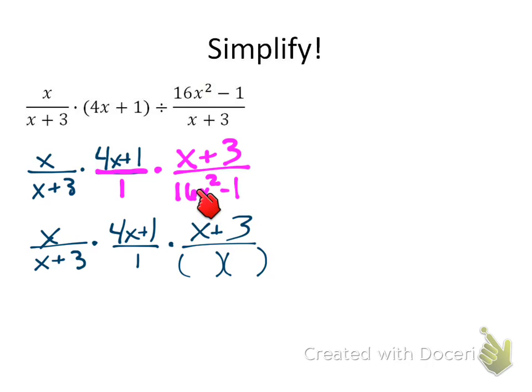16x squared minus 1 turns into: I take the square root of 16x squared, and I get a 4 and an x, so I write 4x as the first term. And then I'll have plus 1 and minus 1 in the back. Now I'm ready to cancel. I see what's the same on top and on bottom. I have to realize this 4x plus 1 is being multiplied on both sides. This x in the numerator is being multiplied on both sides. x plus 3 in the denominator is being multiplied. x plus 3 in that last numerator is also being multiplied. So I'm going to cancel any group I see that is the same.